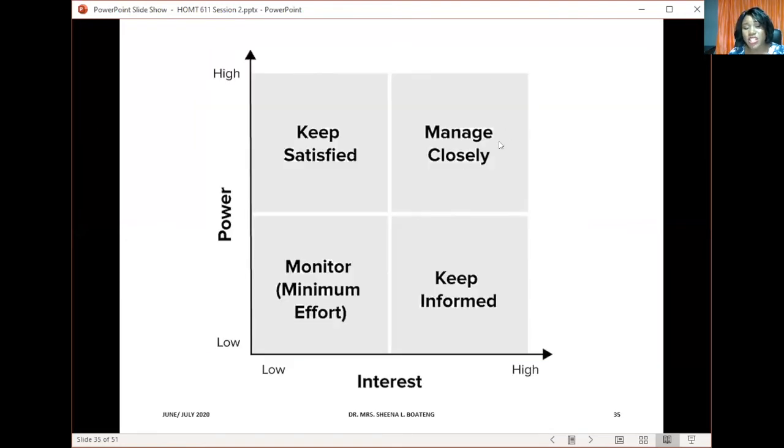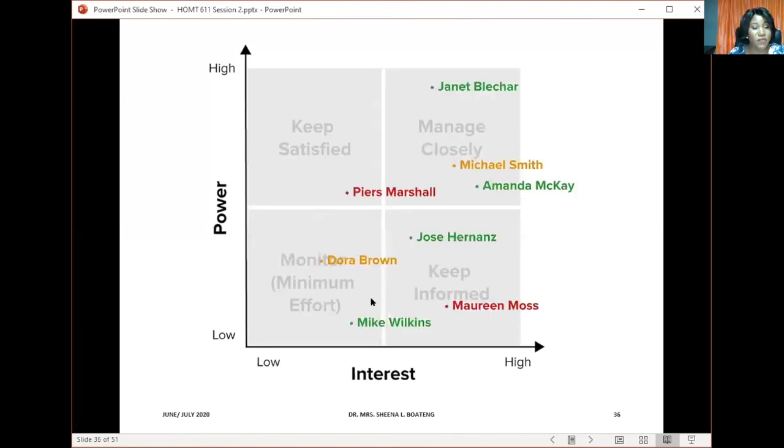So we have to manage them very closely by doing everything that we can to ensure that we keep them happy and give them as much information as we can. So this is a practical example of how an organization did this classification for their stakeholders. And you realize that they have the names of specific stakeholders in specific quadrants.